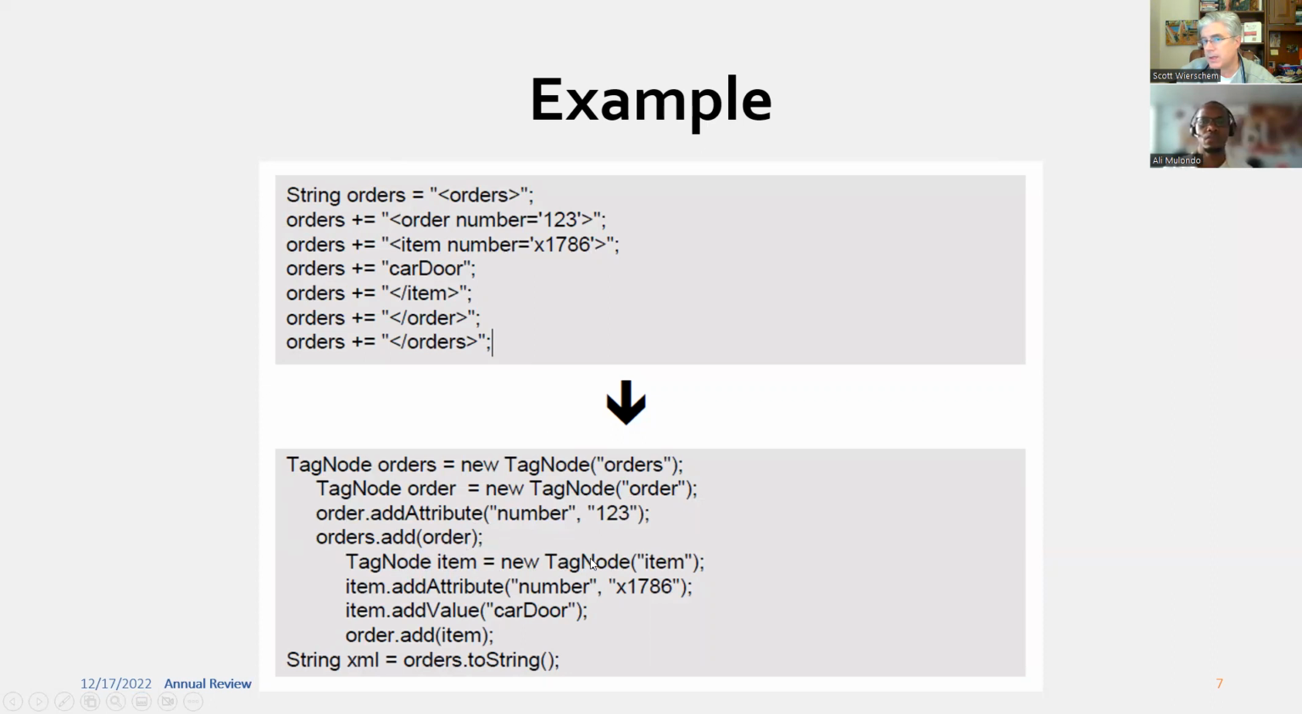Are you following this? Yeah, I am. Before it was just sort of written out, but this is making sure that it follows a proper tree structure so that we don't have to worry about this ending tag. It's going to automatically be handled properly by the tree structure. So we add our item in, we add the attribute, which is a number and value. We add the value of the car door to the item, and then we add that item to the parent order. Then we just say toString, and it renders for us in whatever formatting we need it to.